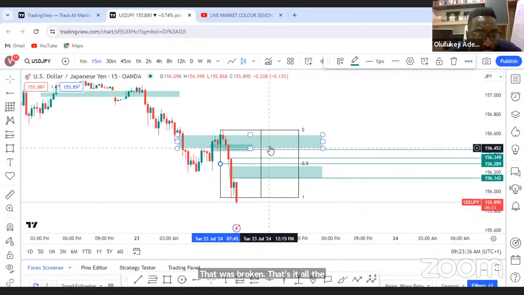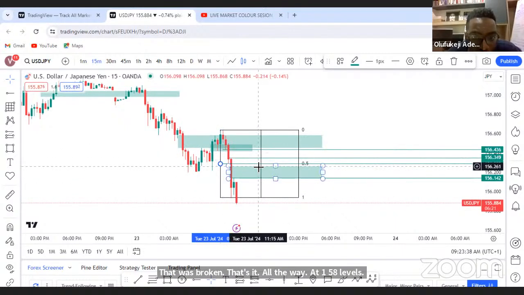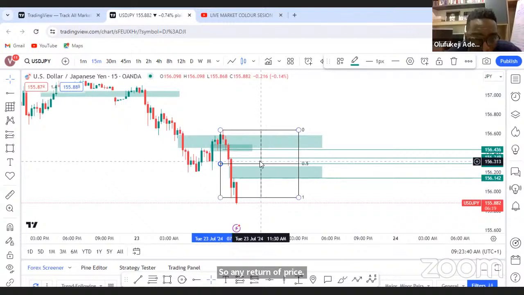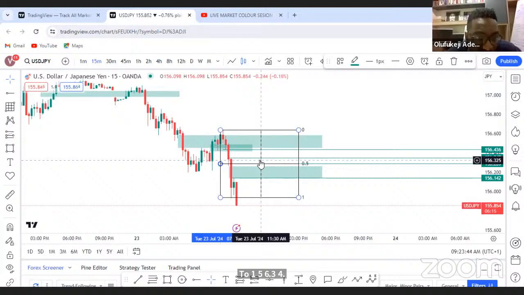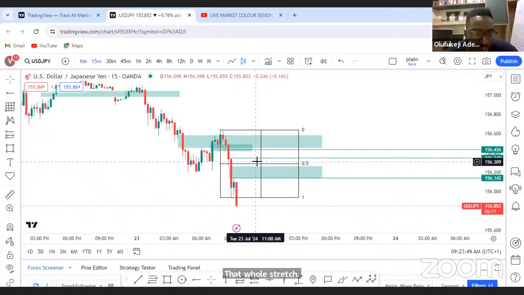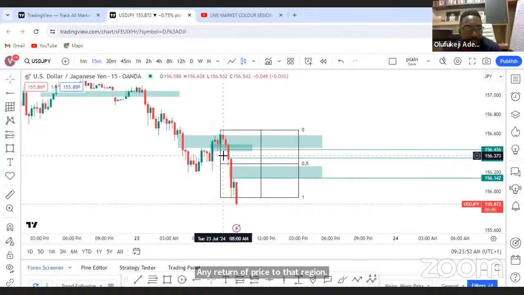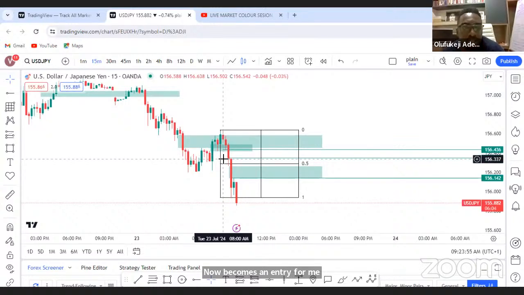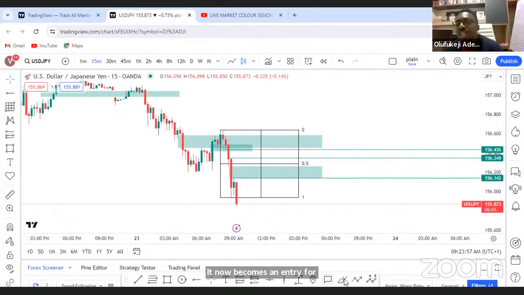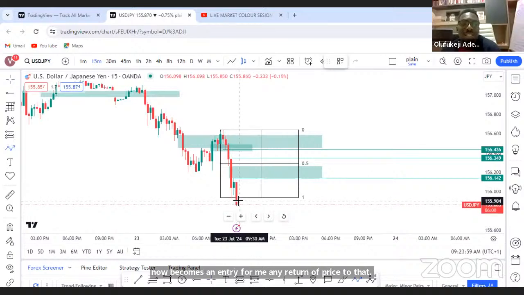So any return of price to 156.34 or 156.43, that whole stretch, any return of price to that region now becomes an entry for me. Any return of price to that place is a box pattern and it is an entry for me.